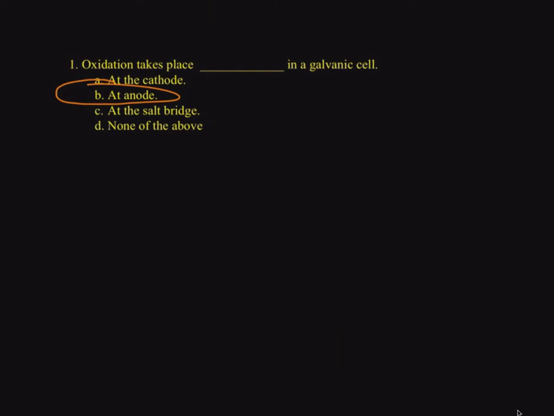And the negative terminal is the anode, where the electrons are coming from. The positive terminal is the cathode, where the electrons are going to.